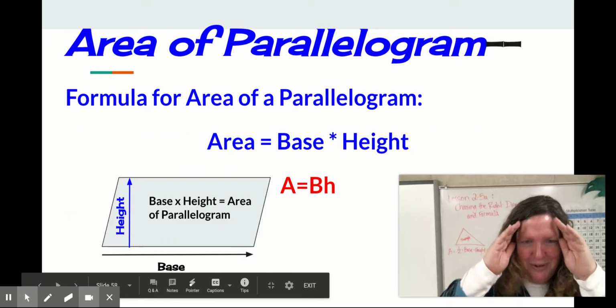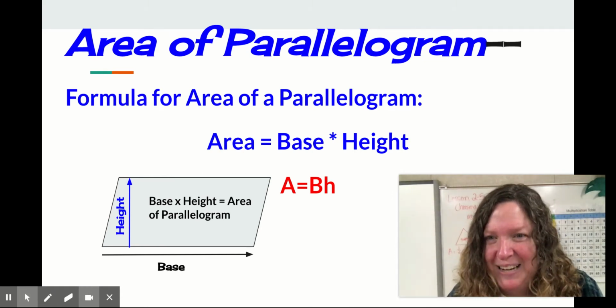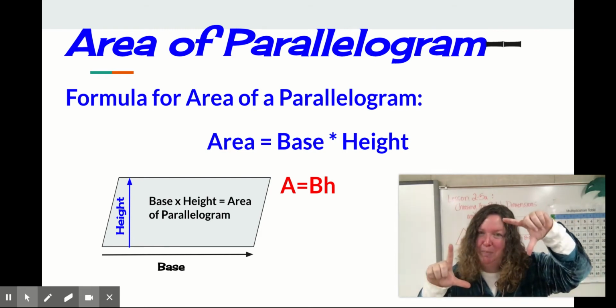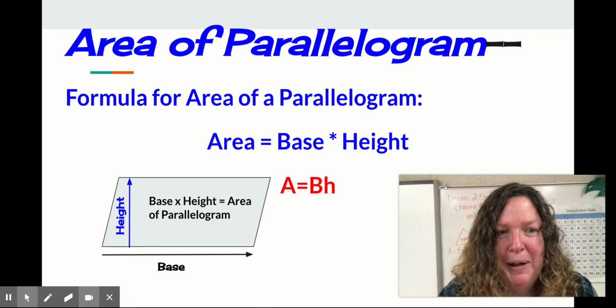Area for a parallelogram. Now, you've done this with me in small group. You know that if you cut a rectangle at a weird angle, we're cutting that pizza. We have a weird pizza cutting disaster. We cut it at an angle. We flip it around. We make a parallelogram.